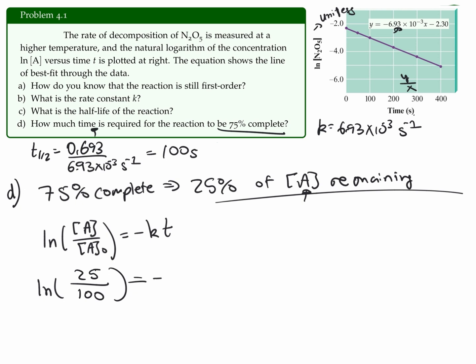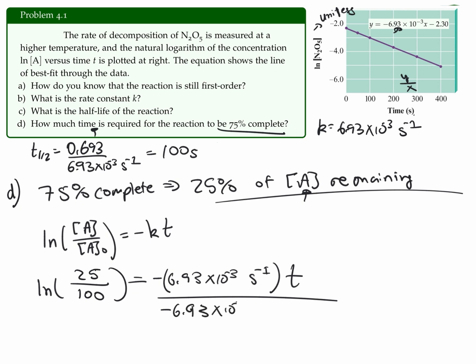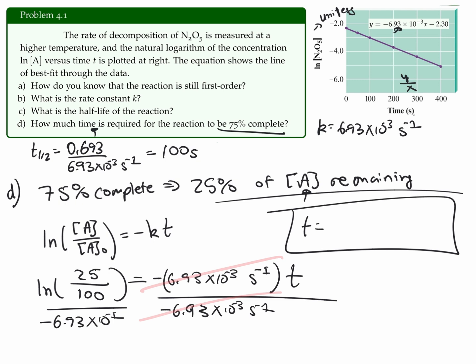It is equal to negative, again my k was 6.93 times 10 to the minus third, and my units were seconds to the minus 1, times t. Just divide both sides by negative k, and that will give me my value of t here. This stuff all cancels, and I get t is equal to 200 seconds, a nice round number.